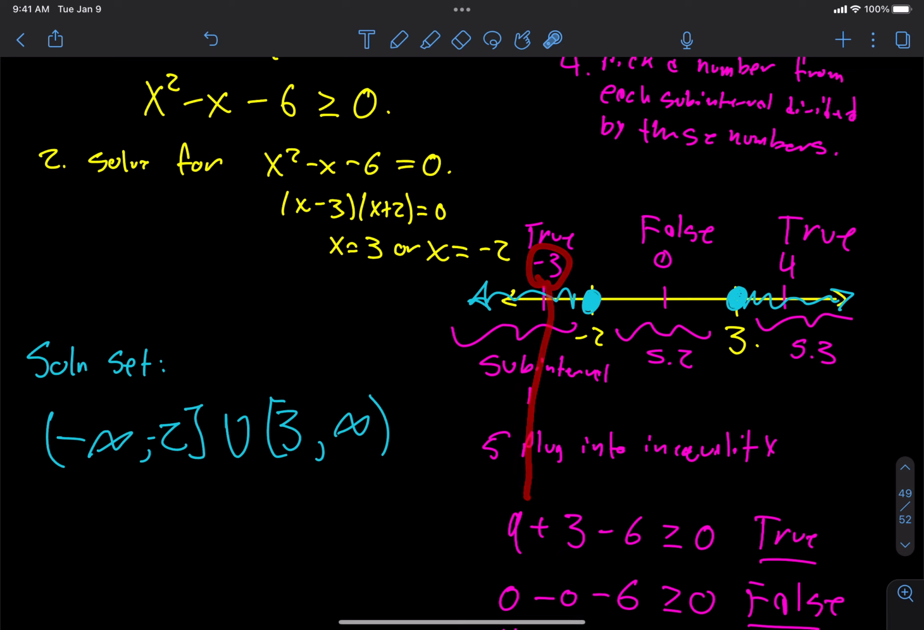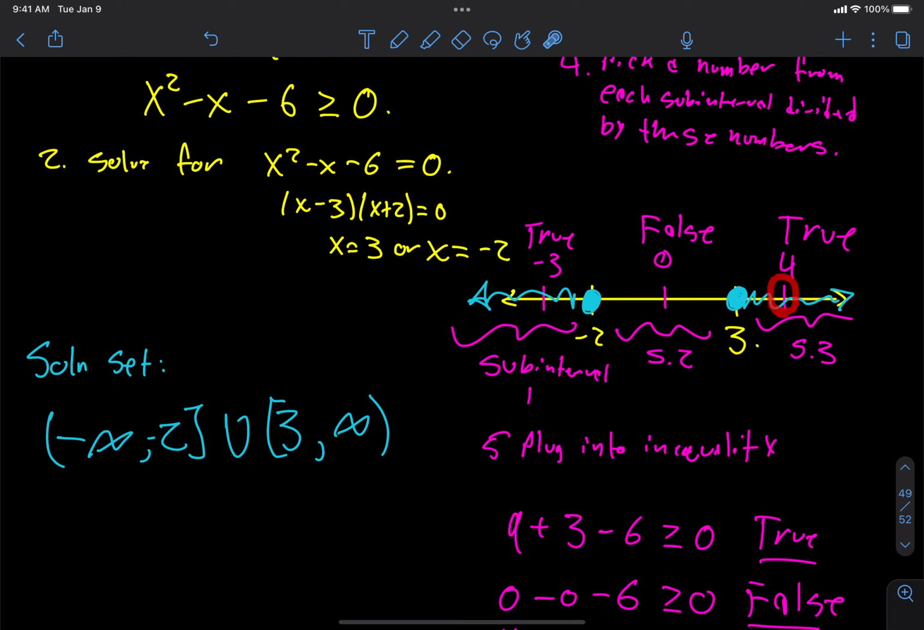You could have picked numbers like -500, but you'd then have to square -500 and then add 500 and then subtract 6 and see if that's larger than or equal to 0. It's just annoying. So that's why I picked -3. It's a convenient number. The next number I picked was 0. What I need that number to do is it needs to be larger than -2 and smaller than 3. I picked 0 just because 0 is really easy to plug in.